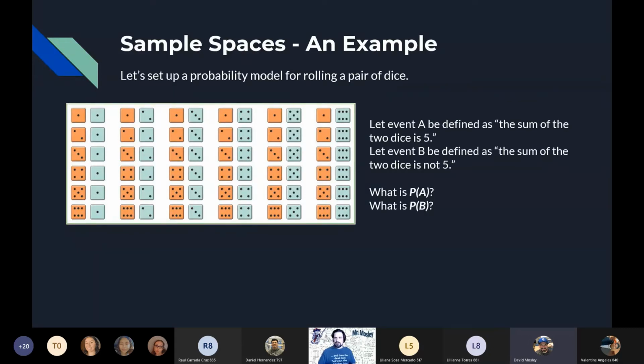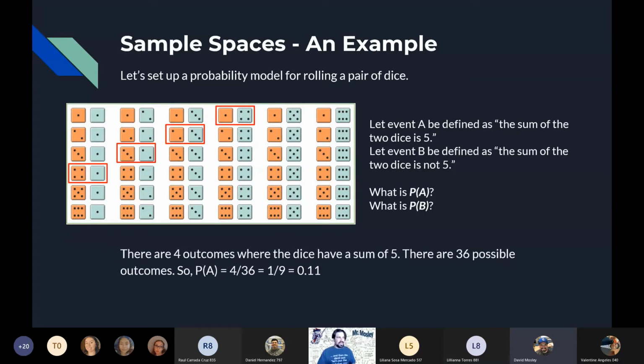For the probability of A, we see that there are 1, 2, 3, 4 outcomes where the dice have a sum of 5. Since there are 36 possible outcomes, we get that P of A is equal to 4 out of 36, which we could reduce down to 1/9 or even display as a decimal, which would be a rounded off decimal of 0.11.